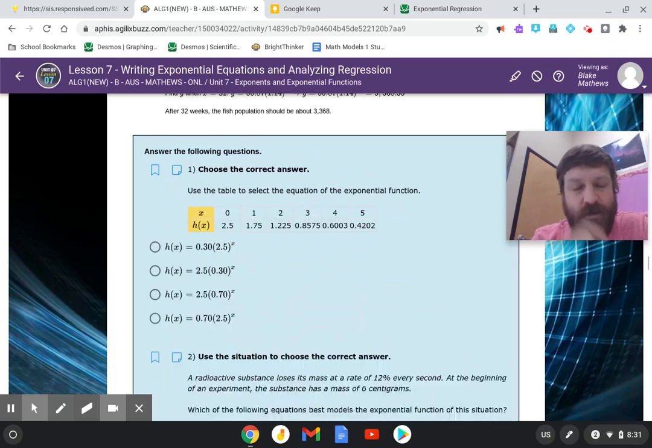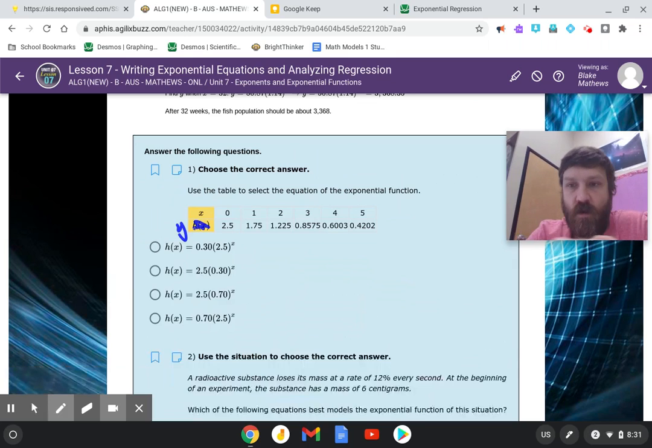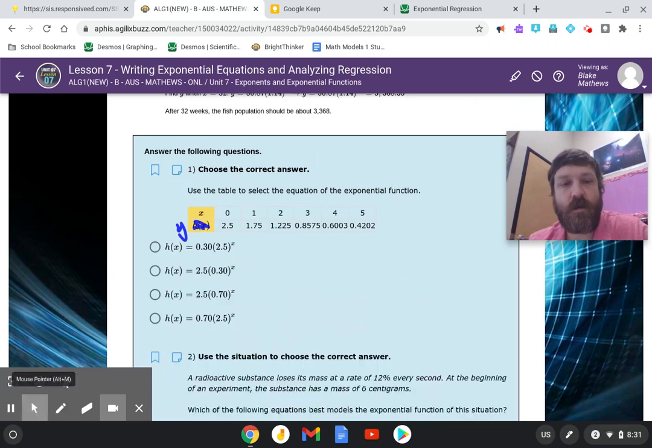Number 1, you have your X, and then you have this. This is going to be your Y. And you'll enter that data and get the A and B value, find the function that matches.